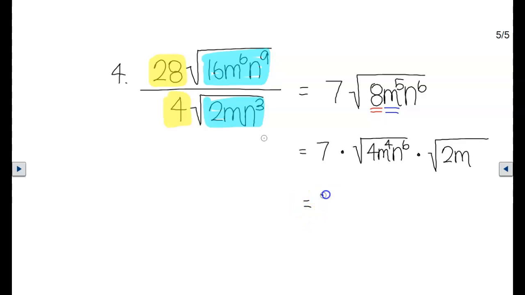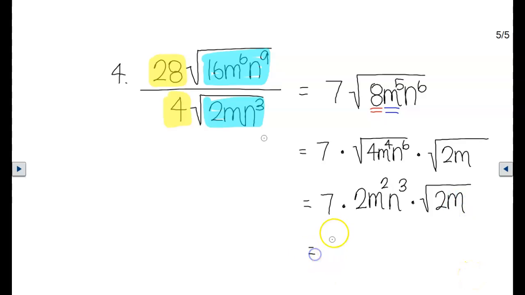All right, simplifying here. I can take the square root of 4 m to the 4th n to the 6th. The square root of 4 is 2. And then when I cut my exponents in half, I'm going to have m to the 2nd and n to the 3rd. The square root of 2m cannot be simplified, so I leave him alone. And then you can see here that I can do my 7 times my 2m squared n to the 3rd and get 14 m squared n to the 3rd. And then that's times the square root of 2m.